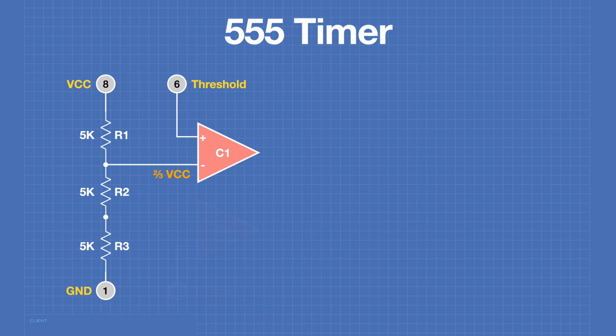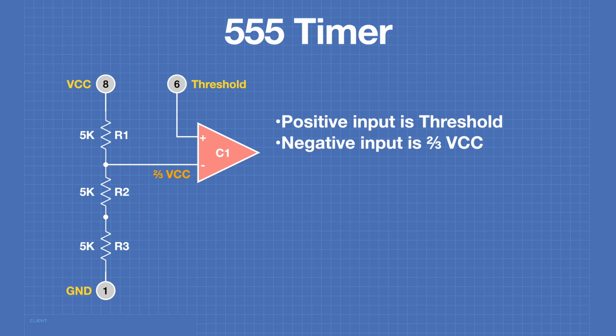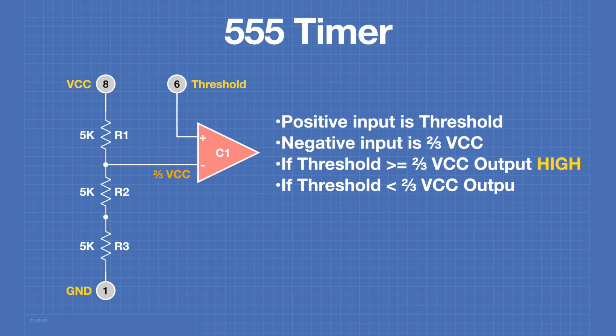Let's take a look at comparator number 1. The positive input to this is the threshold pin on pin 6. The negative input is 2/3 of the VCC. So if the threshold is greater than or equal to 2/3 of the VCC, the output of this comparator will be high. If the threshold is less than 2/3 of VCC, then the output will be low.